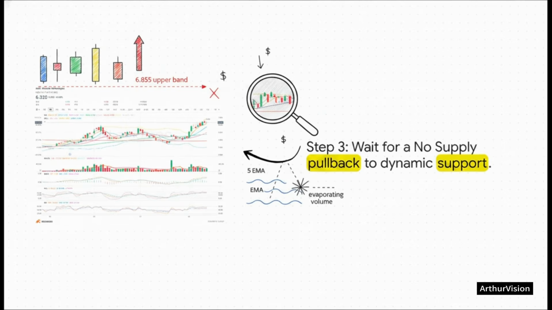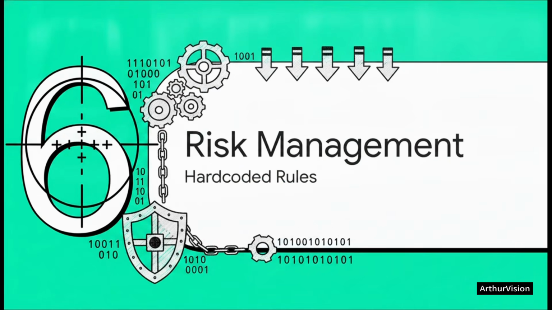And finally, step 3, execution. Notice the price action relative to the moving averages here. A disciplined, systematic trader never chases the peak near that 6.855 upper band. Instead, we wait. We are looking for that no supply pullback down to dynamic support, specifically the 5 EMA sitting at 6.178, or the 10 EMA at 5.758. When price hits those exact levels on evaporating volume, that is your calculated surgical strike point. Which leads us into our final section.